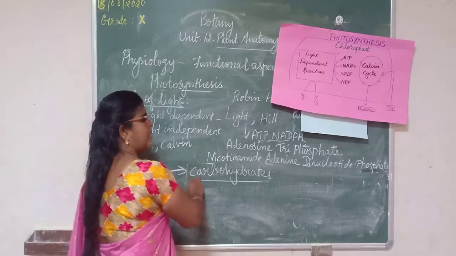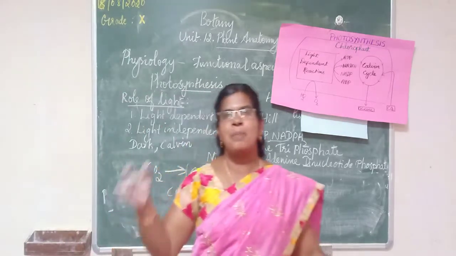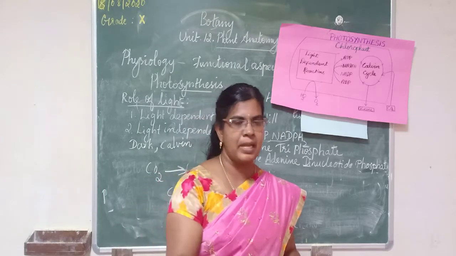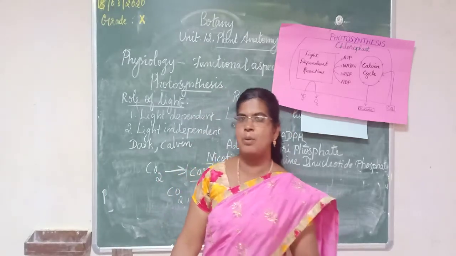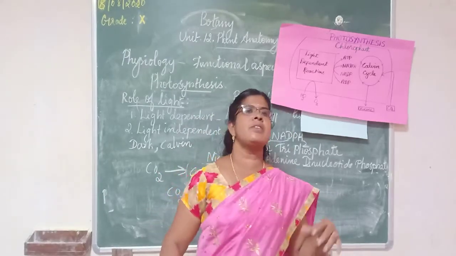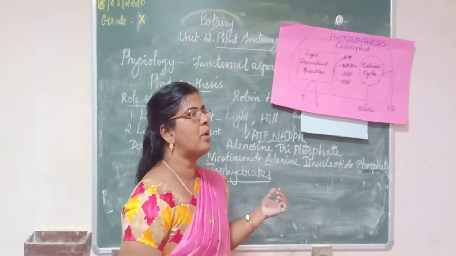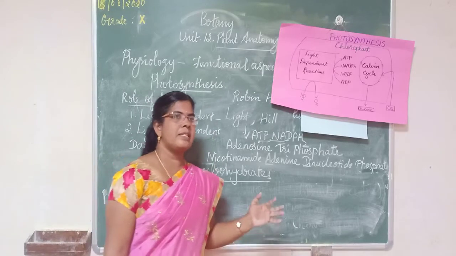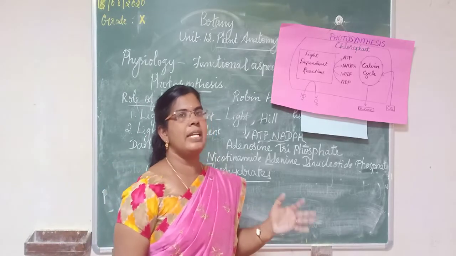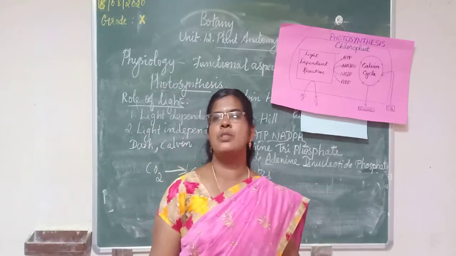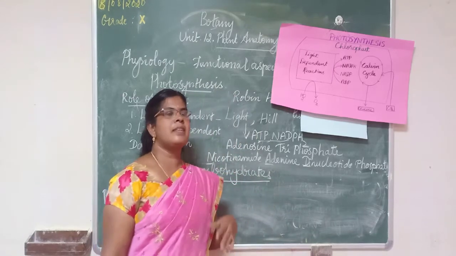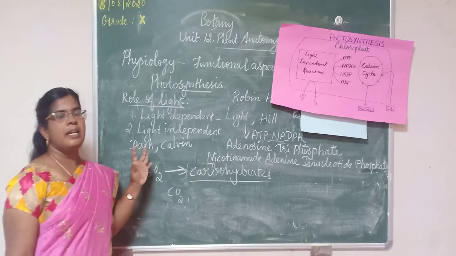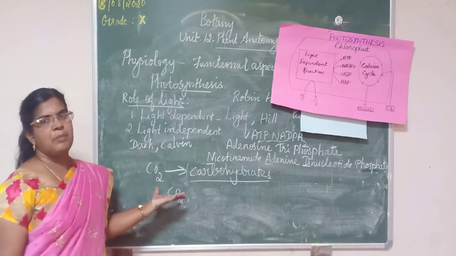Now you all know that plants prepare food. The same food is utilized for the growth and development of the plant body, and the extra food is stored in the form of carbohydrate. Some plants store food in their fruits, some in their stem, some in their leaves, and some in their roots. The extra food is stored in these parts of the plant body.